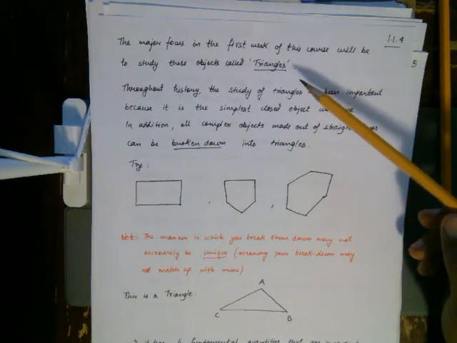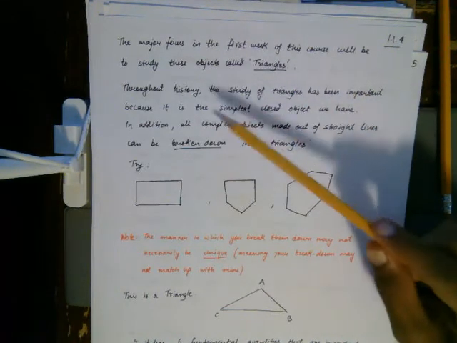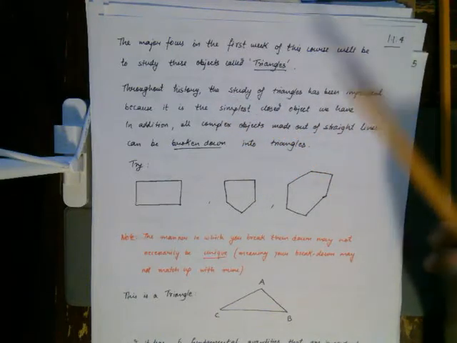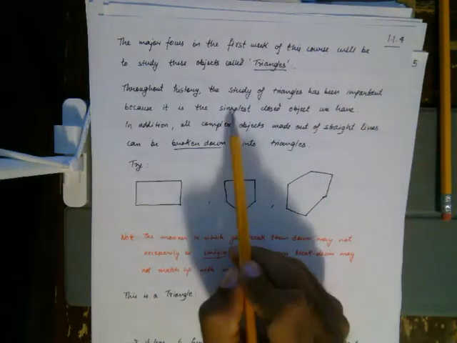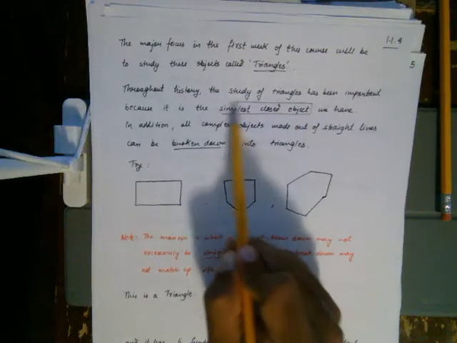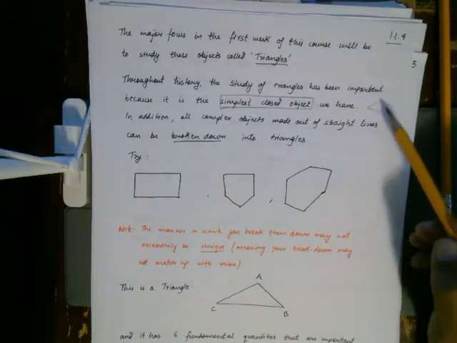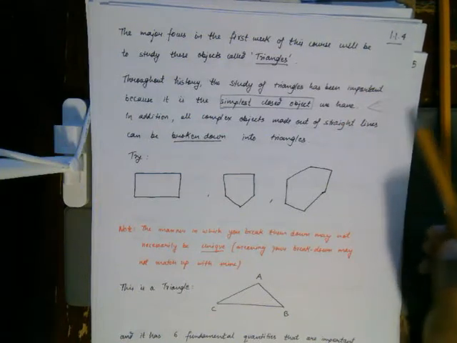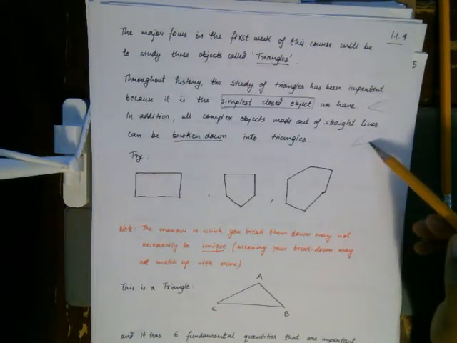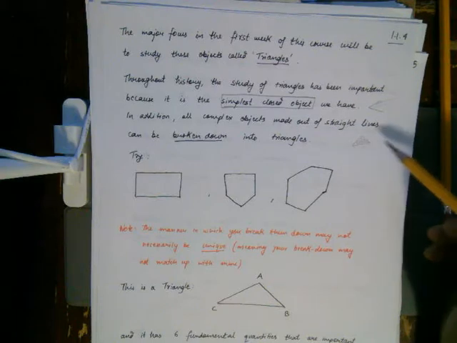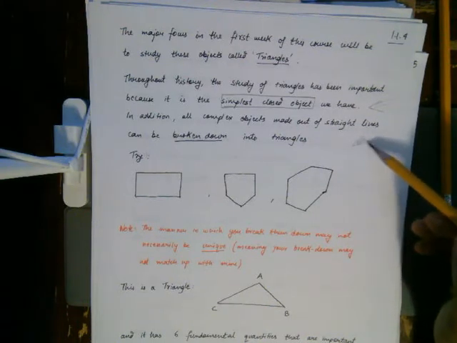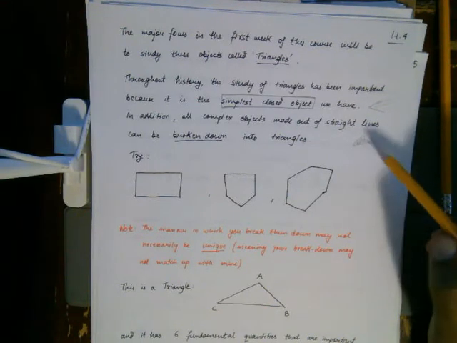triangles. Now why are they important? First of all, throughout history, the study of triangles is important because it is the simplest closed object we have. Because if you take two lines, it's not closed, it's open. But if I take three lines, then I have this region that is closed by the triangle.